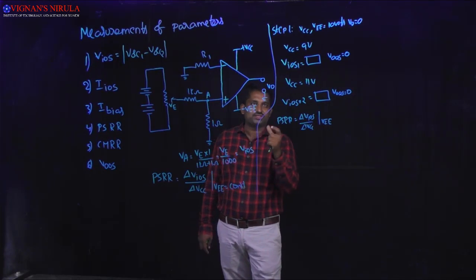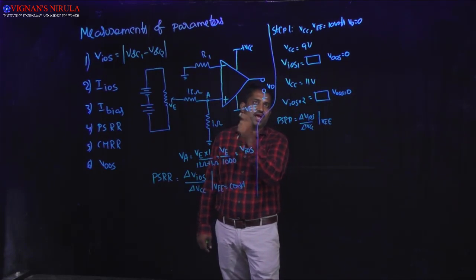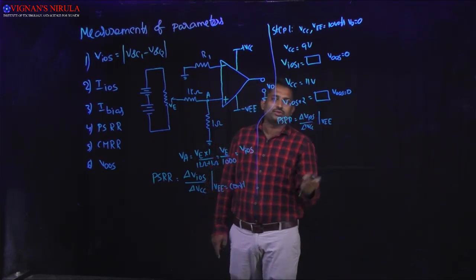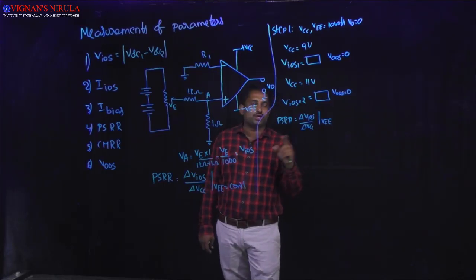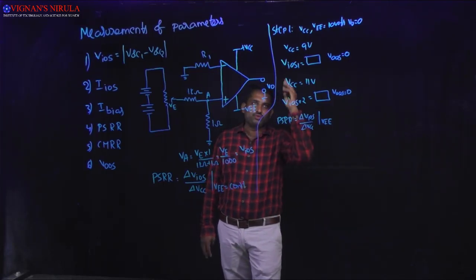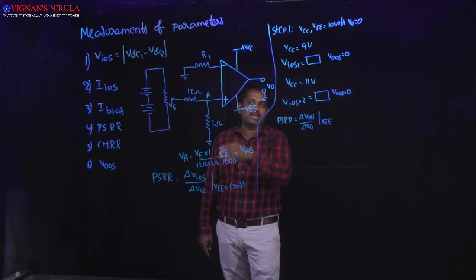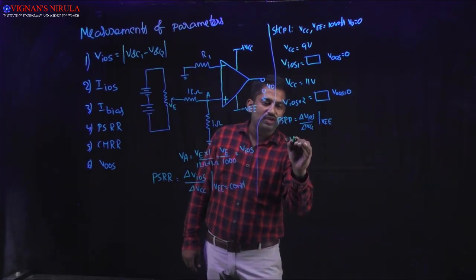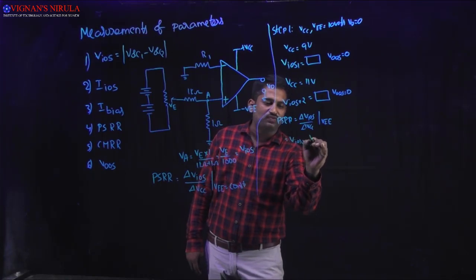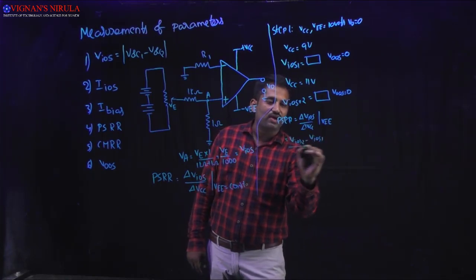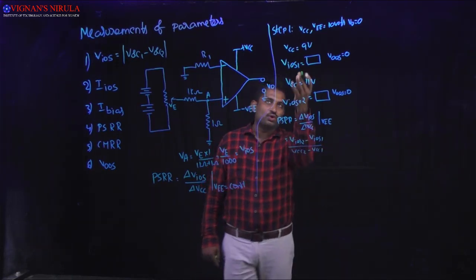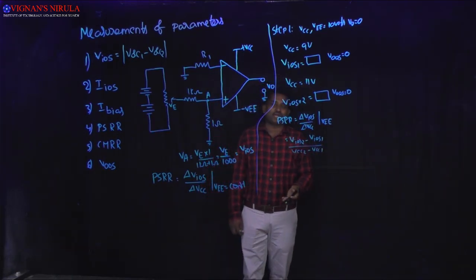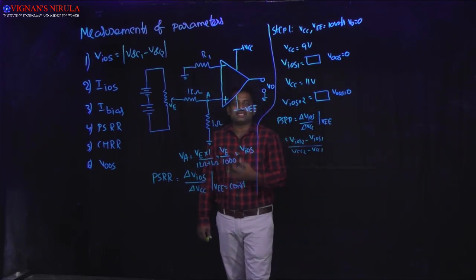There is a small correction in the last slide. Last time I told you from 9 to 10, then 10 to 11, but it's not possible like that. First you fix it from 10 to 9, then from 9 to 11. So what you will get is VIOS2 minus VIOS1 divided by VCC2 minus VCC1. So this is the way you calculate the power supply rejection ratio.